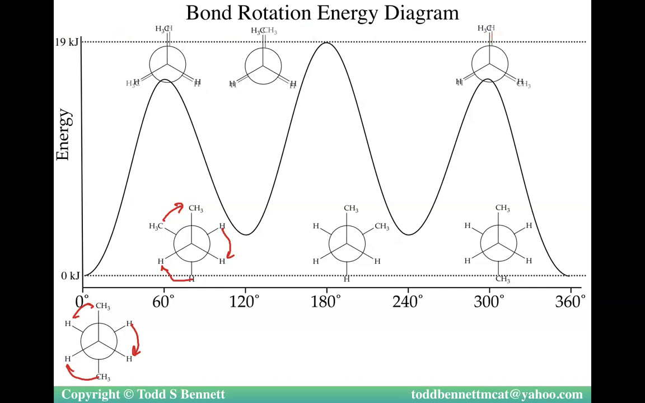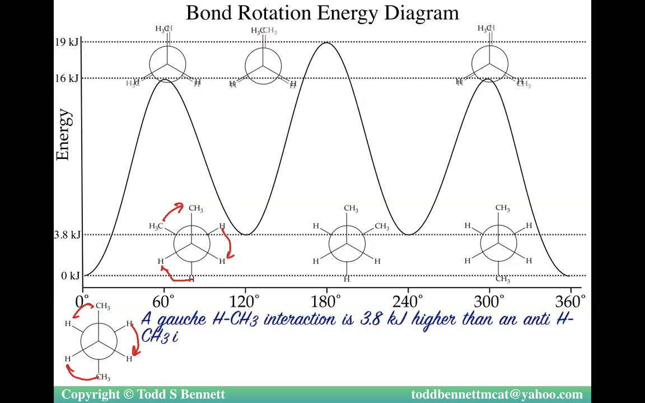This one's actually 19. So I know when it's HH, this is 4. So if that's 4, 19 minus 4 is 15 left over. So these must be about 7.5 each. And then apparently your gauche interactions, about 3.8-ish. Okay, so what I conclude then is if this is 16, then the extra eclipsing CH3CH3 must be adding 3 additional kcals per mole. Okay, so a gauche CH3 interaction is 3.8 higher than anti-HCH3 interaction due to steric strain.